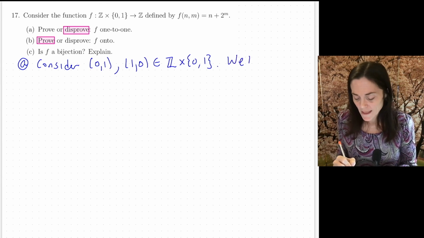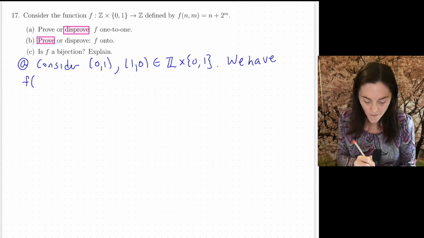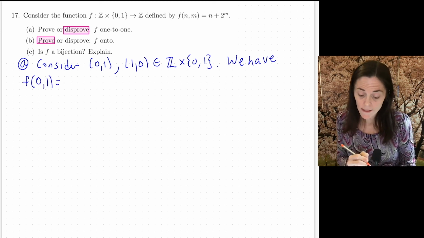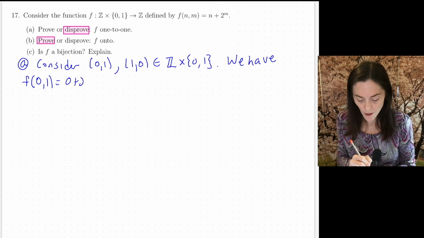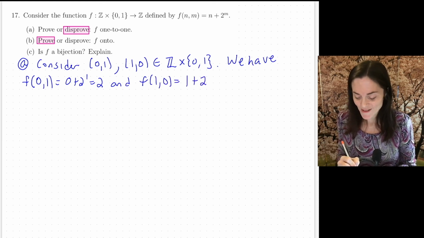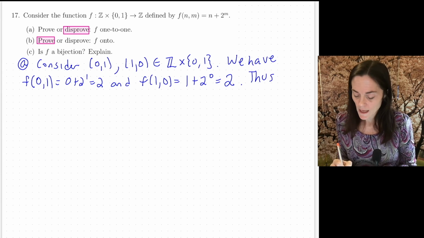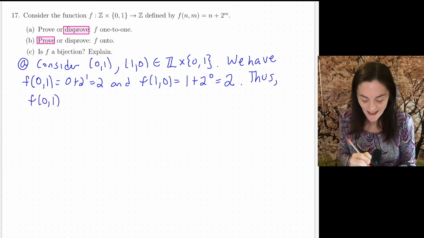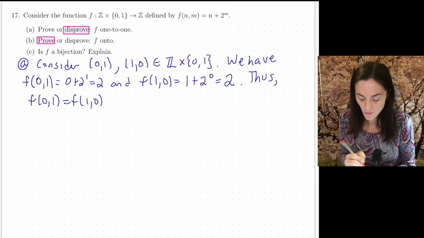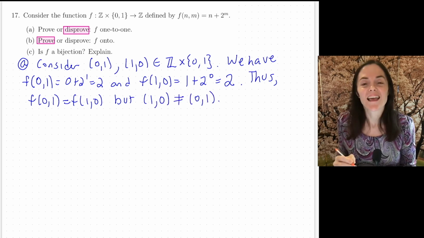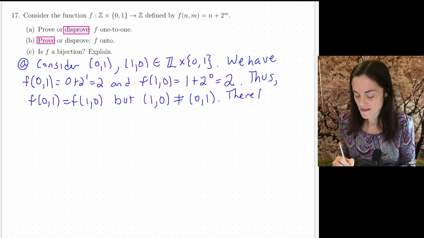We have the following. Let's evaluate F of (0, 1). This is 0 plus 2 to the 1, which is 2. And F of (1, 0), this is 1 plus 2 to the 0. This is 1 plus 1. This is also 2. And so you see F of (0, 1) equals F of (1, 0). But these 2 points in the domain are not the same. And this justifies that F is not 1 to 1.